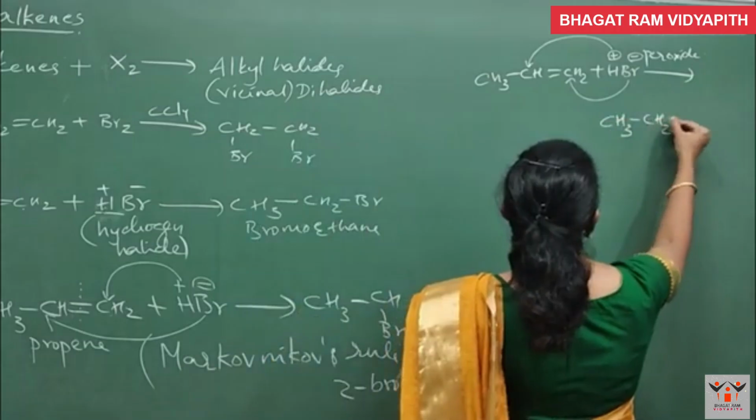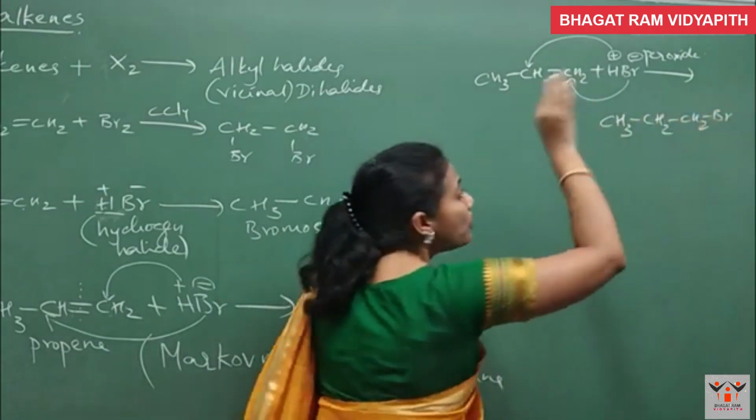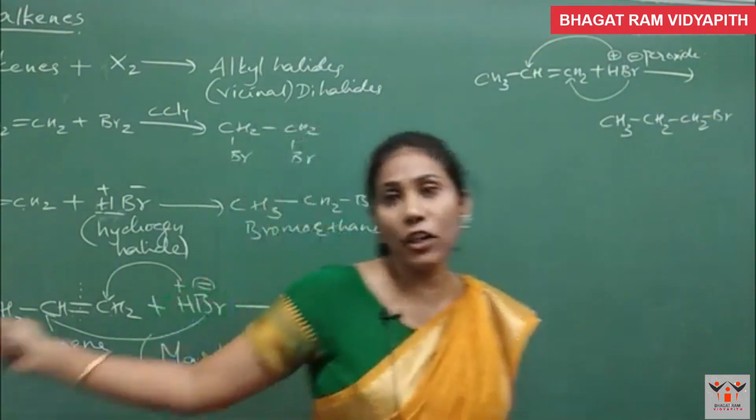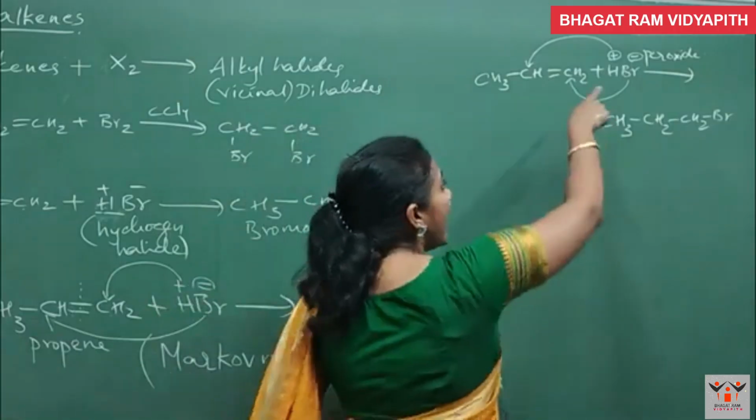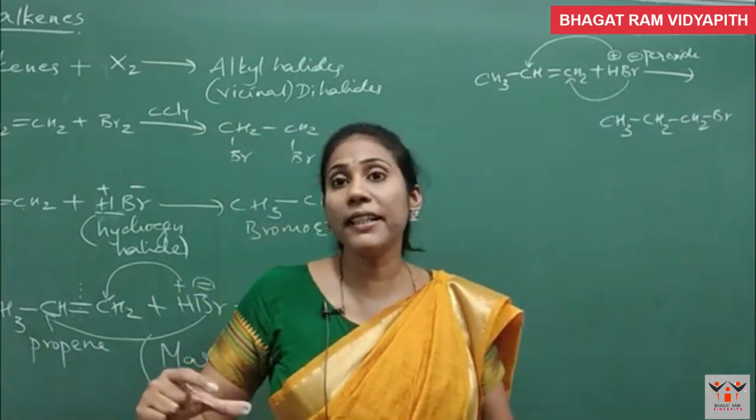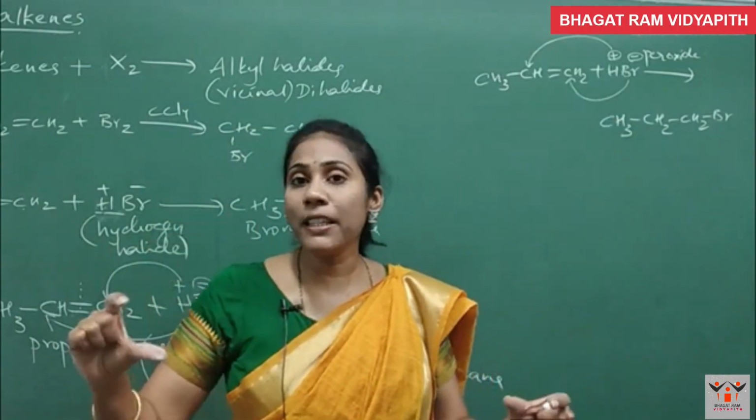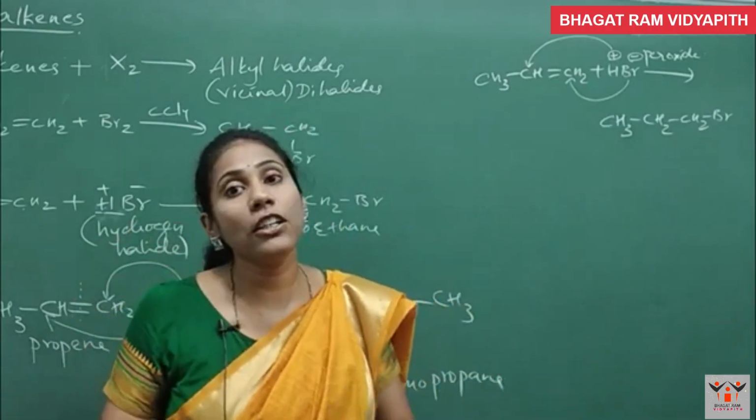CH3CH2CH2Br, isn't it? 1-bromopropane you are getting. But according to Markovnikov's rule, 2-bromopropane. According to anti-Markovnikov's rule, 1-bromopropane. So this is very important. You will have to carefully write the product and carefully check whether peroxide is there or not.